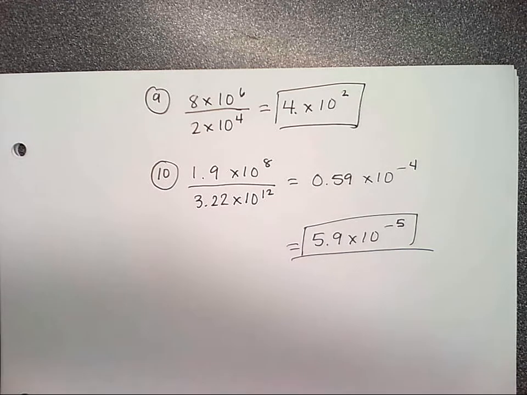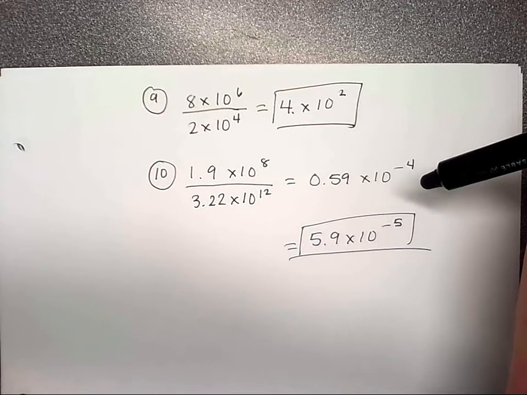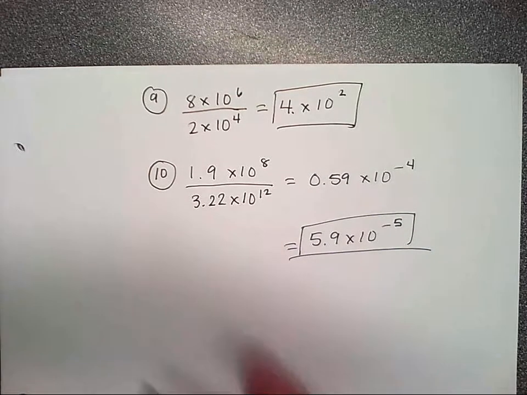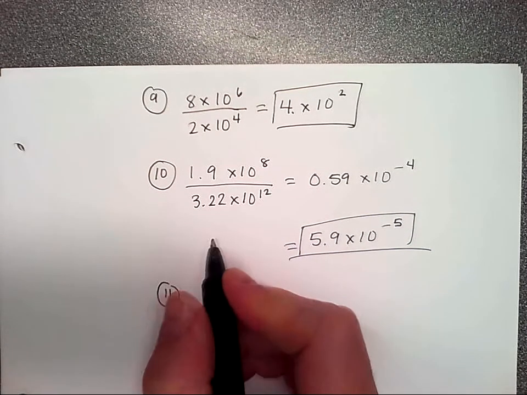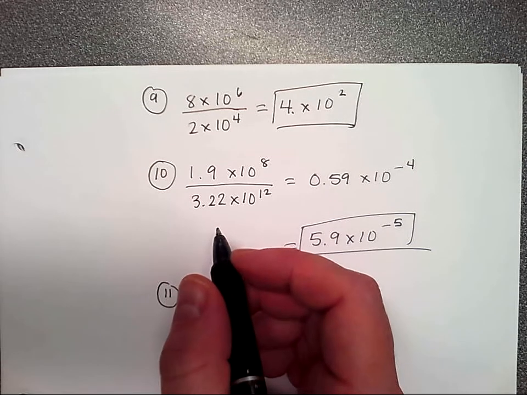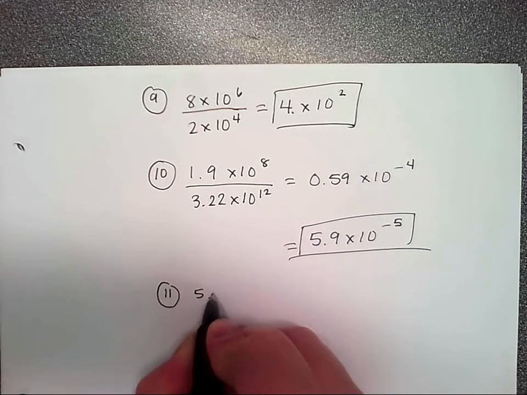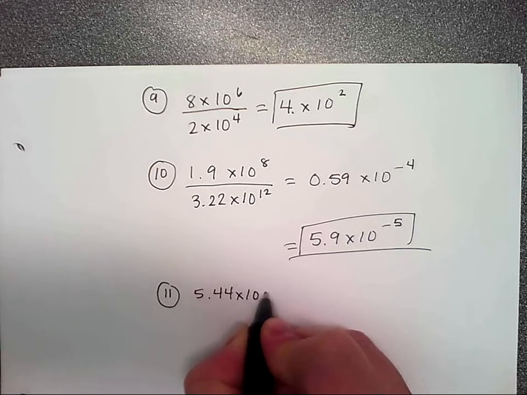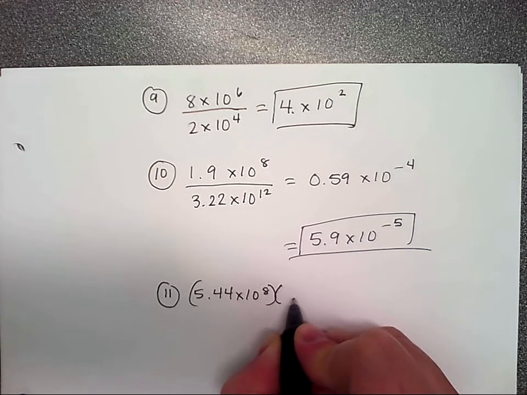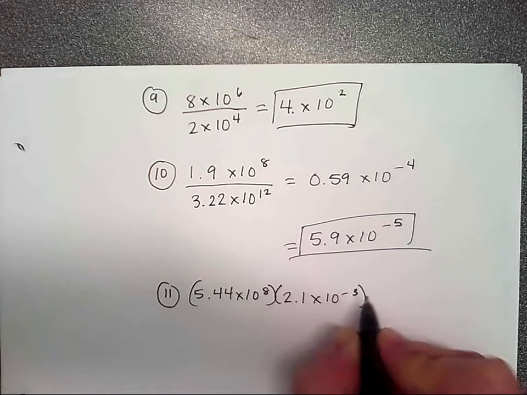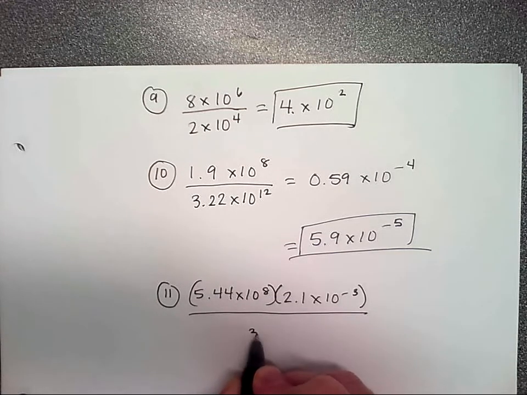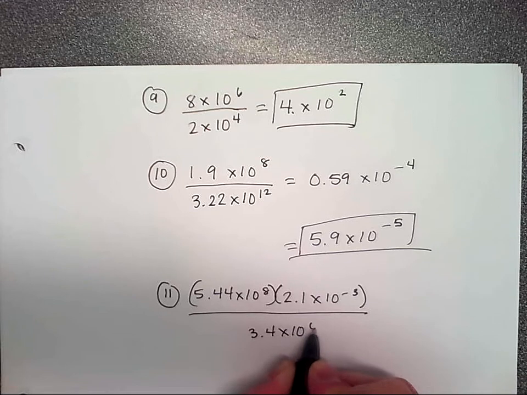Okay, so that's all of the scientific notation stuff. We can combine multiplying and dividing, right? It's just rules of exponents. Do you want to do one that combines multiplying and dividing? Yes? So let's say we have 5.44 times 10 to the 8th times 2.1 times 10 to the negative 3 over 3.4 times 10 to the 6th.